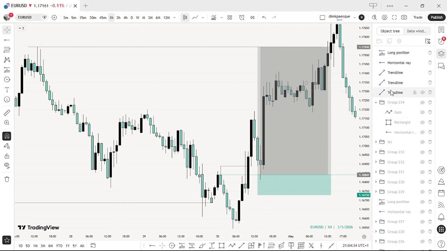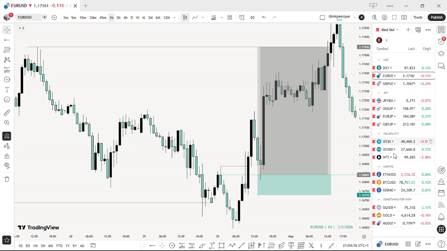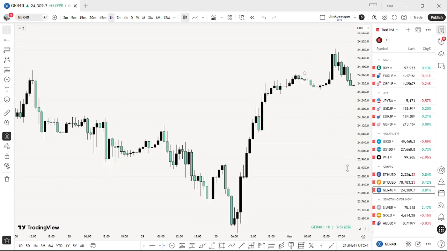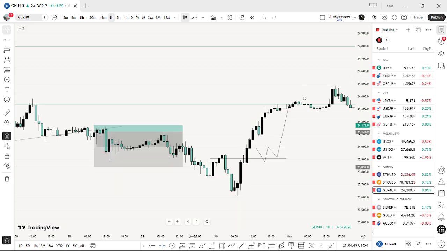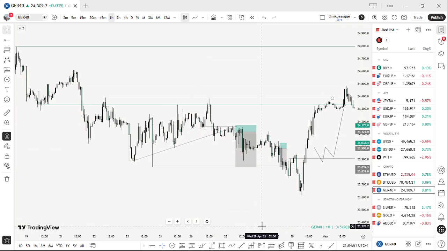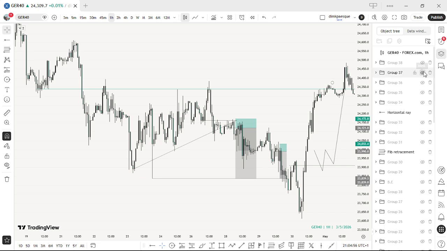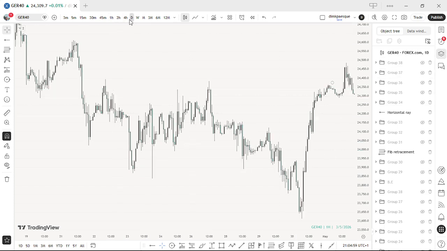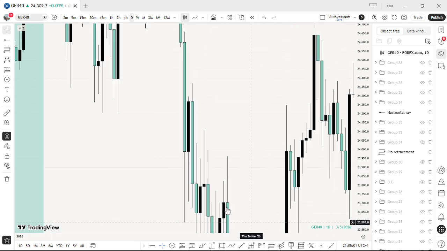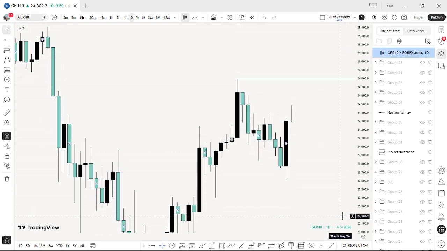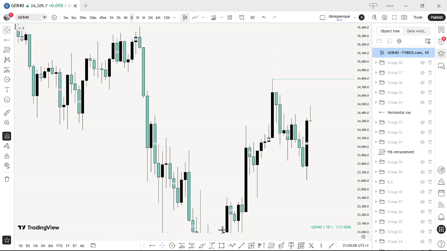Okay, now for GER40. Okay, so let me hide all of this. So GER40 was a little bit complicated. The reason it was complicated was because the price action in itself was not very smooth. It was kind of choppy.